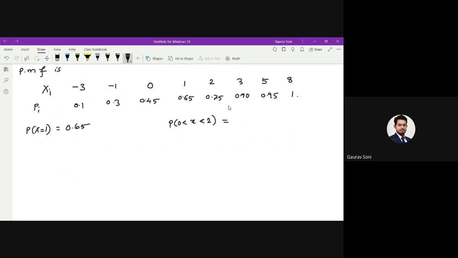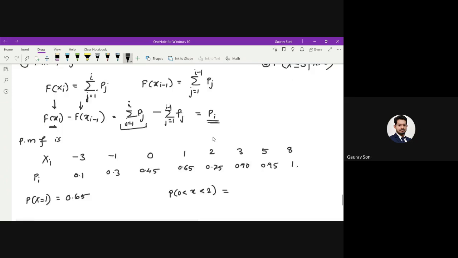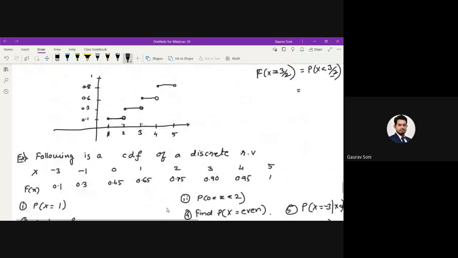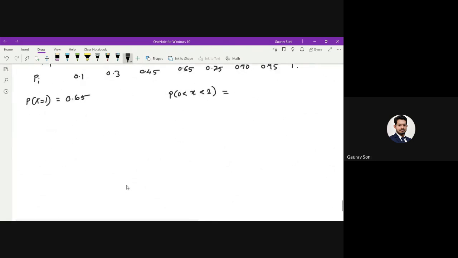This is going to be the probability of 1. If I want to find it from the cumulative distribution function from this table, if we want to find probability of x equal to 1, what we will do is 0.65 minus the summation of all these three. So that is again 0.16.